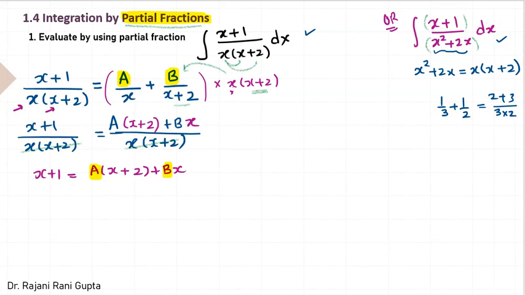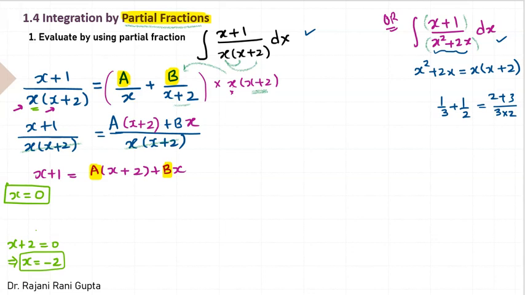So one is, say, you write x equal 0 from here. And the other value you will get by x plus 2 equals 0. That gives you x equal minus 2. So we are going to use these two values. So what do we get here?